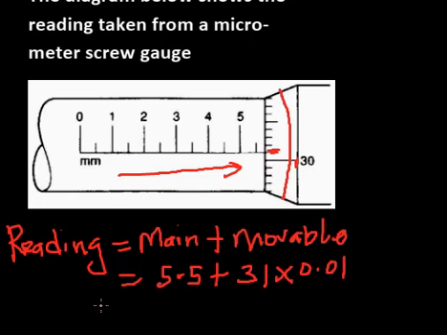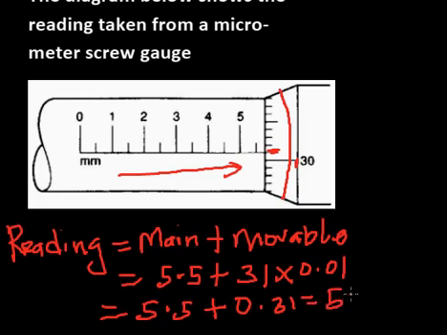Of course, the main scale is going to give us 5.5. Then when you multiply 31 by 0.01, you're going to have 0.31. Yeah, if I'm not mistaken, 0.31. Which of course, when you add up, you're going to have 5.81, right? So you can confirm that with your calculator. Just confirm that. All right, so that is it, and we proceed.